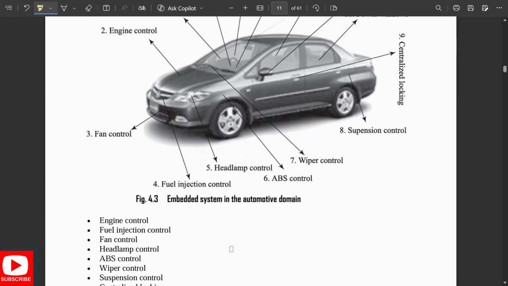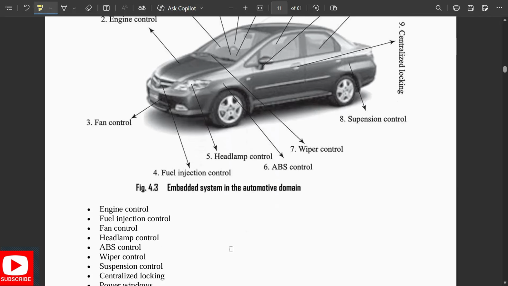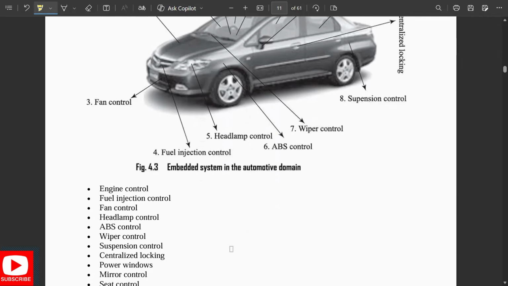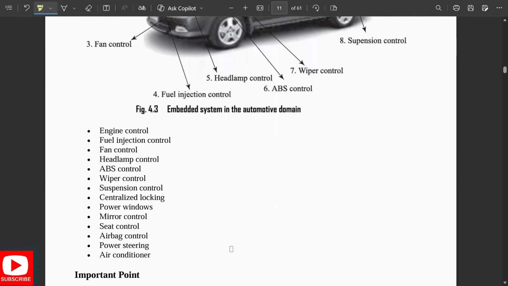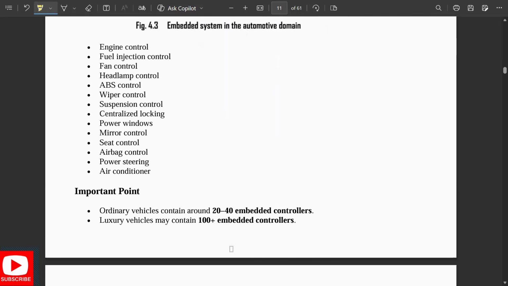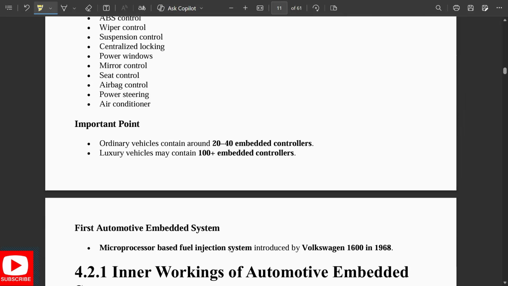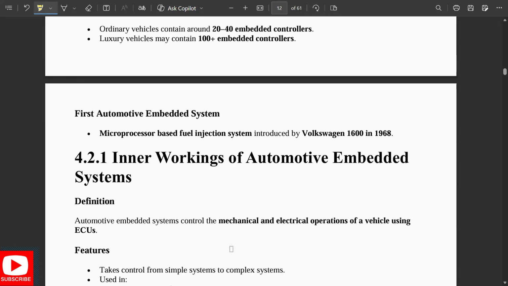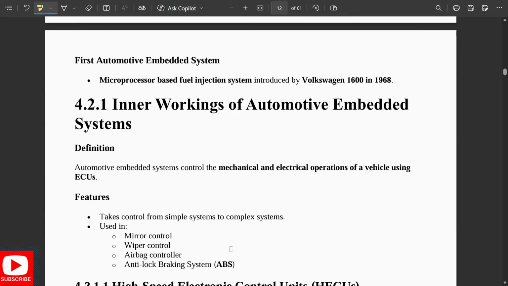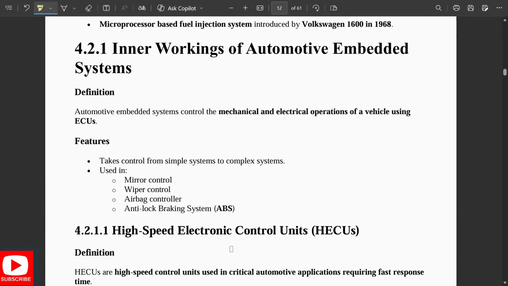So what are those? We use engine control, fuel injection control, fan control, headlamp control, ABS control, wiper control, suspension control. Like this, we are having many small embedded systems. Overall, ordinary vehicles contain around 20 to 40 embedded controllers. Luxury vehicles have 100 plus. The first automotive embedded system, a microprocessor based fuel injection system, was introduced by Volkswagen in the Volkswagen 1600 in 1968.